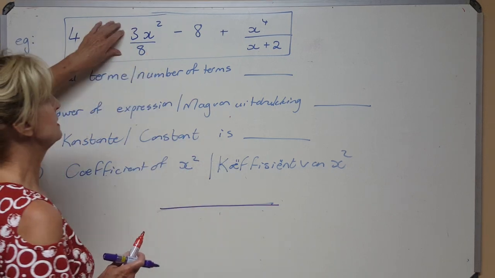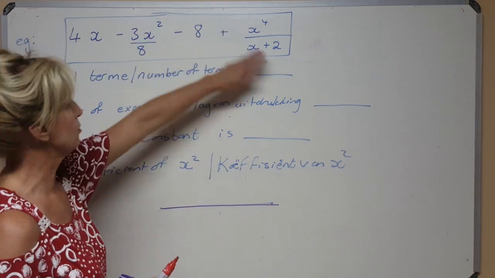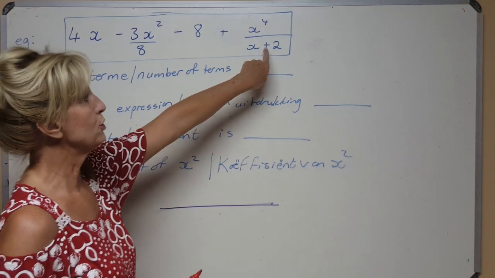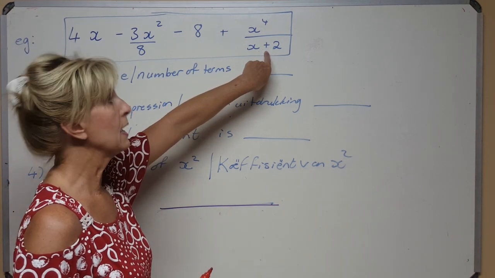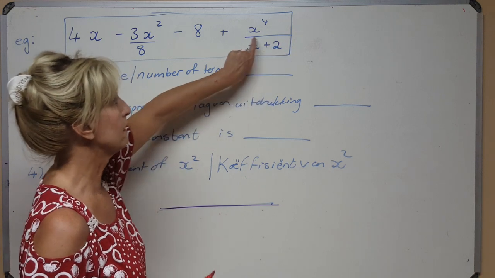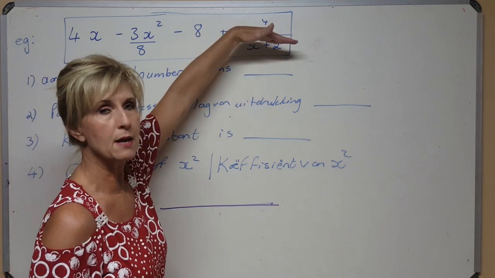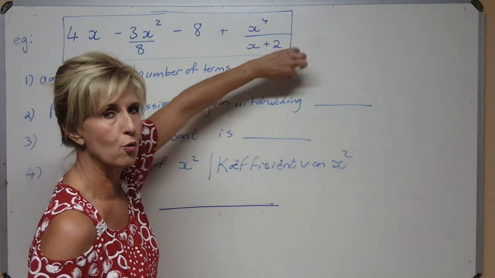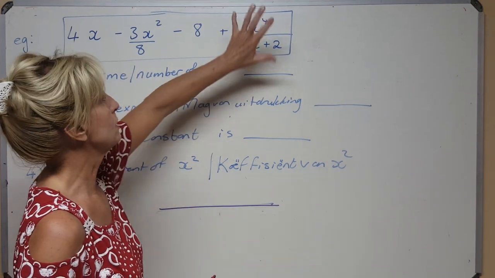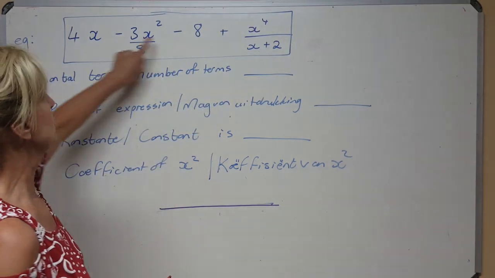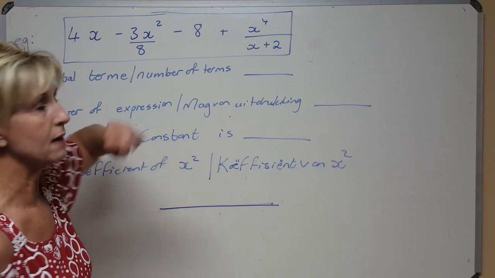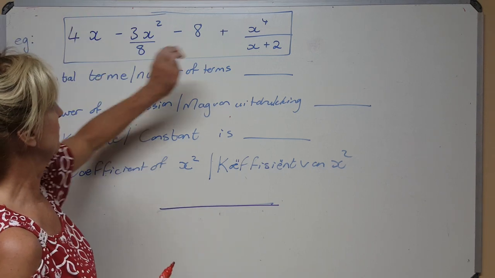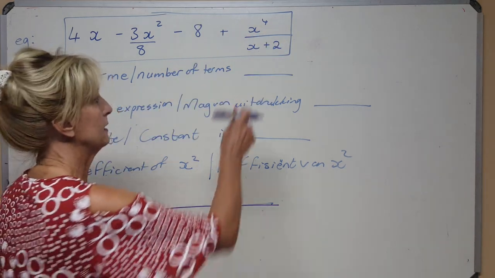Sien jy dat die plusse en minne wat buitekant hakies is, daar is nêrens hakies nie. Maar moet jou nie mislei deur hierdie enetjie nie. Onthou dis die vangplekkie. Hy moes eintlik in 'n hakkie gewees het, want 'n groot deelstreep is eintlik veronderstel om 'n hakkie te hê. So hierdie is een term. Plus en min skei die terme. So daar's 1, 2, 3, 4 terme.